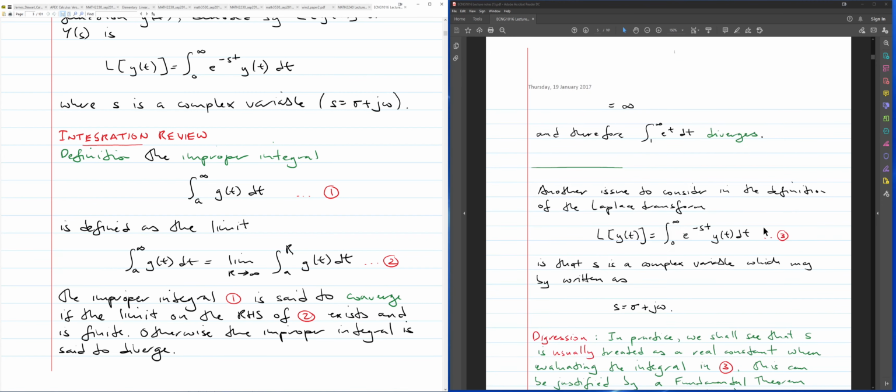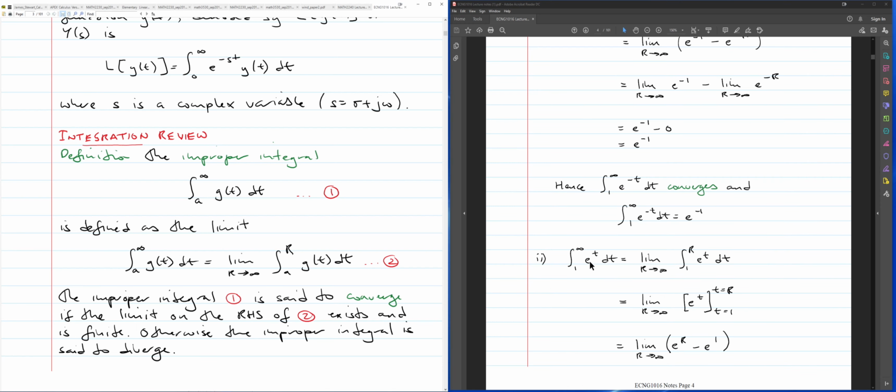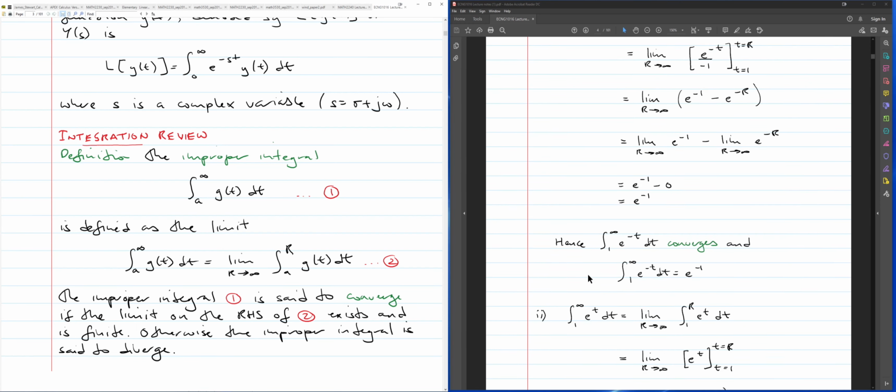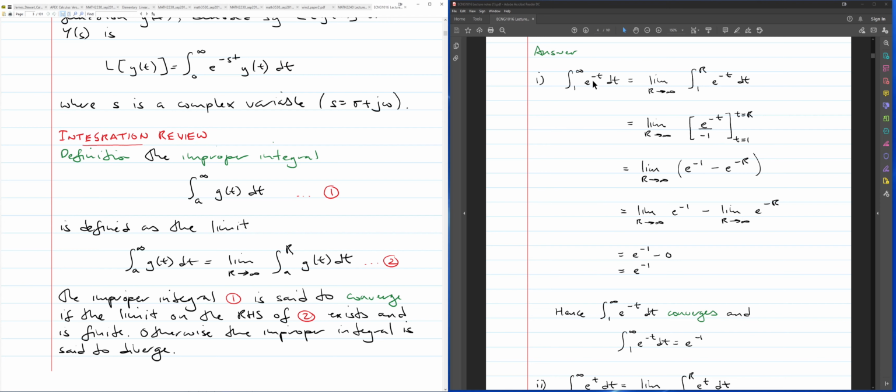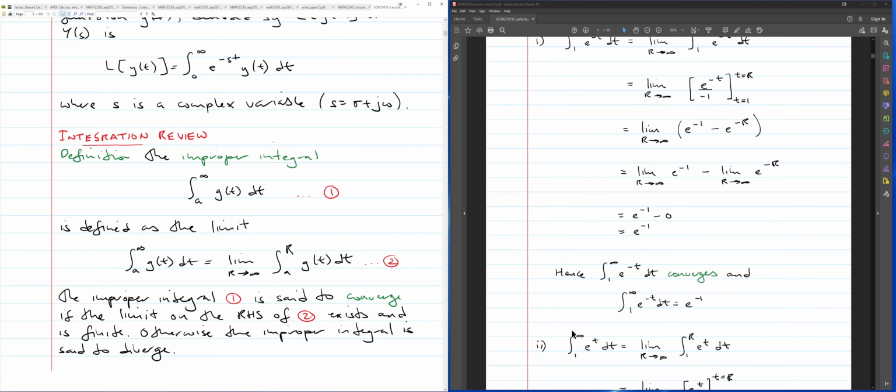Alright, so let's do a second example of an improper integral. The one that I just did was e to the minus t, and now this one is in fact e to the t.